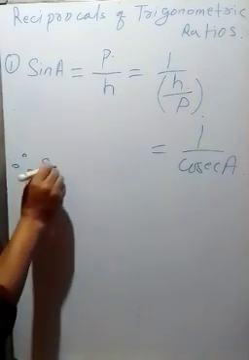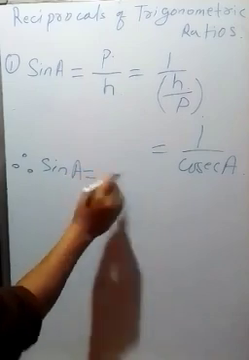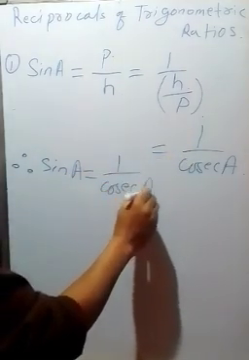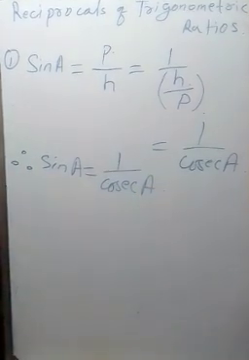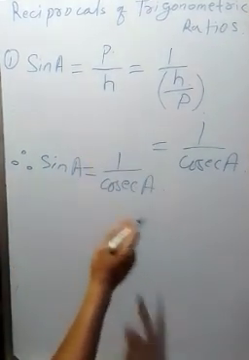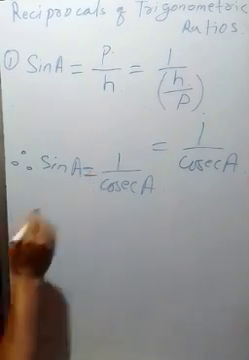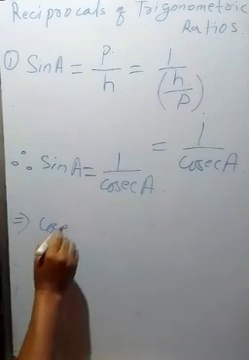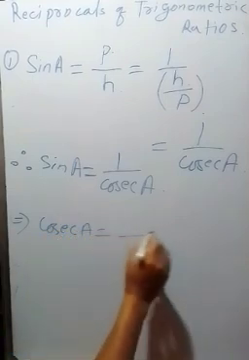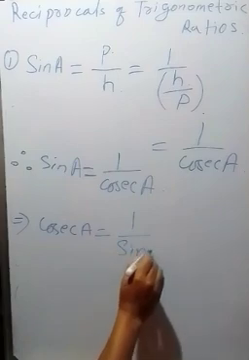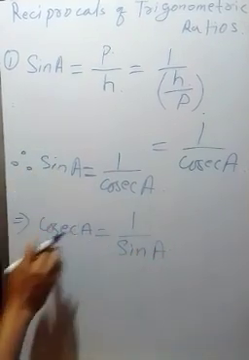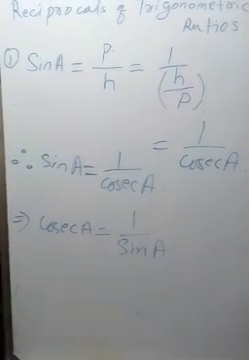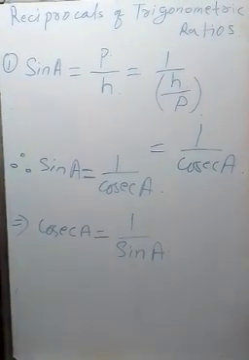Therefore, sine A means this is inverse of cosec A. Or when you read from the other side, the same relation you can write in this way also. If you want to find the inverse of cosec, then this will be inverse of sine. These two are same. This type of relation is known as reciprocal relation or reciprocal of trigonometric ratio.